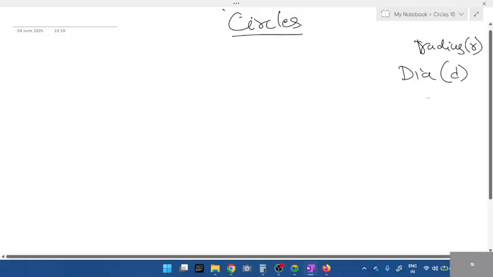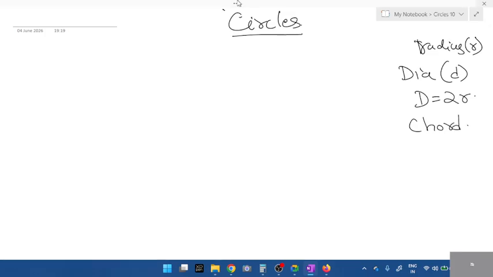Next. So we started with circle, we studied what is radius. Radius stands for R, and we studied what is diameter. Diameter is D. The formula for diameter D is equal to 2 times R. Then we finished chord. Next concept.